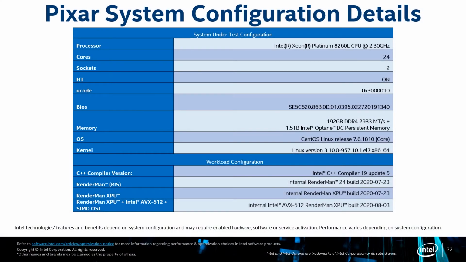All test results we will show were performed on a 2-socket server using Intel Xeon Platinum 8260L processors. We are testing using all the cores with hyperthreading enabled for a total of 96 threads. All tests were performed using internal development builds. We compare the classic RenderMan RIS to the next-gen RenderMan XPU, along with a version of RenderMan XPU with a unified sort strategy specifically built to target Intel AVX-512 and using the SIMD version of the Open Shading Language.